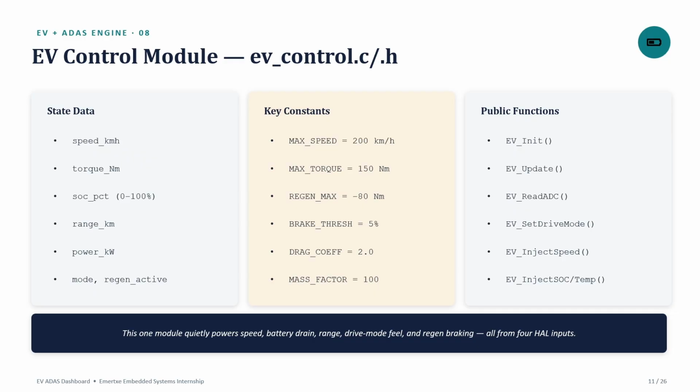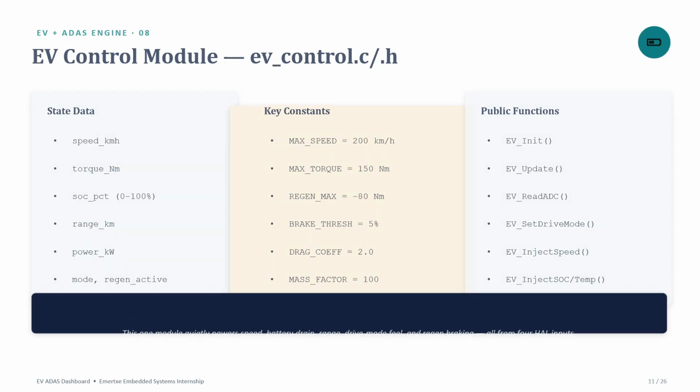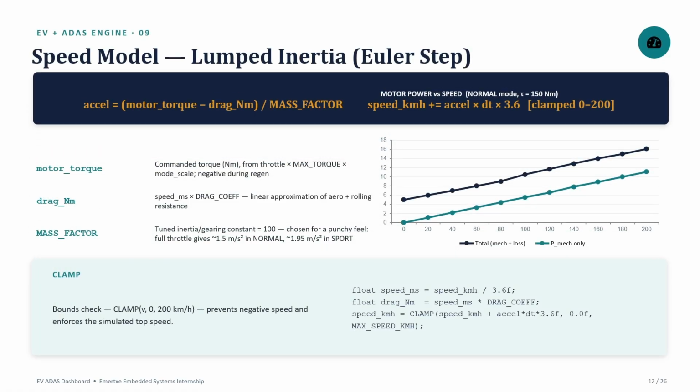So let's get into the main mathematical calculations. First of all, the speed model. In the simulation, we can input acceleration, brake, and these kinds of variables, but we actually have to calculate the motor torque, mass factor, and speed from that, to find out what state the car is currently in based on the inputs. So for that, we have to derive the acceleration first.